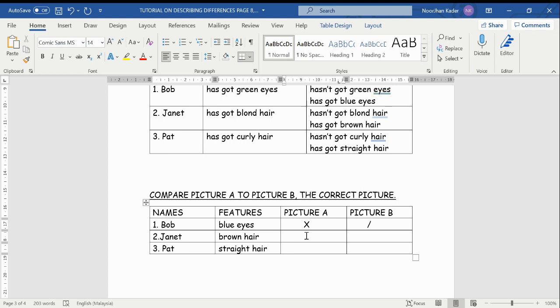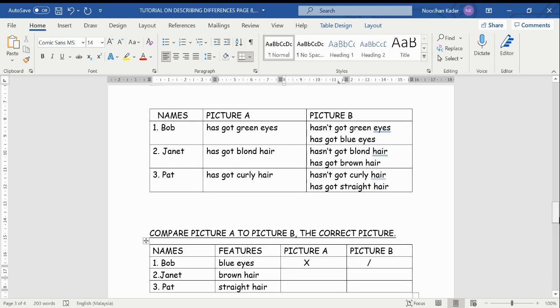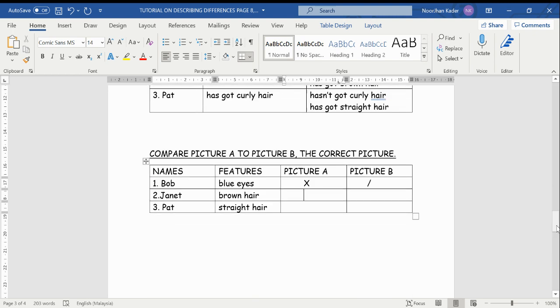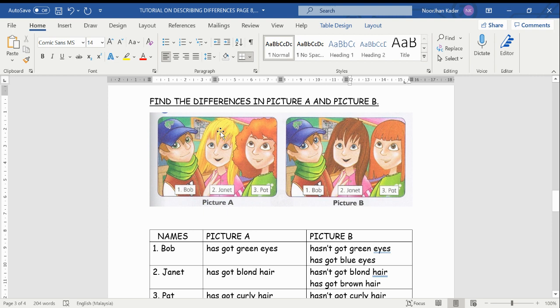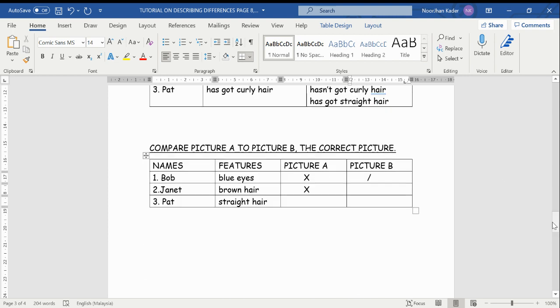Okay, Janet has got brown hair in picture A. Picture A, no. Okay, so again a cross, and in picture B, I'm sure you already know, but just check for you to be sure. Okay, picture B, brown hair, yes. So it's a yes.